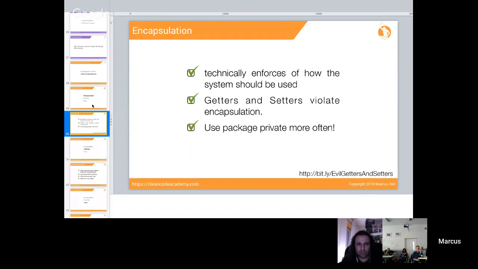If you use getters and setters heavily, you will achieve what Fowler calls an anemic domain architecture, right? So this is really evil, and this is really the opposite of a clean architecture. So we really have to be careful with getters and setters. Okay, and finally, talking about encapsulation, I want to talk also about package-private. Use package-private more often.